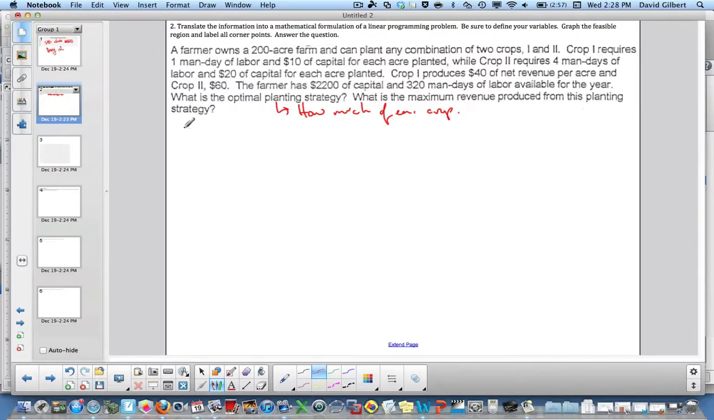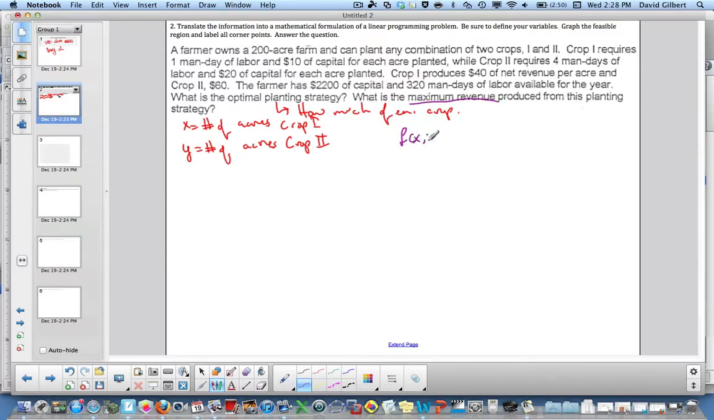So that tells us right away that x equals the number of acres of crop 1, and y equals the number of acres of crop 2. So those are what our variables stand for. What is the maximum revenue produced from the planting? So the maximum revenue, that's going to give us our max-min function.